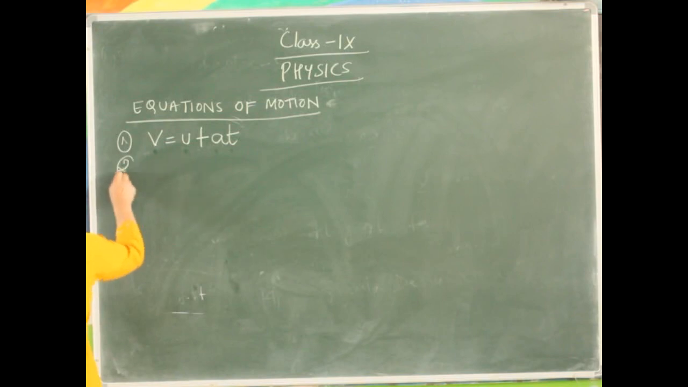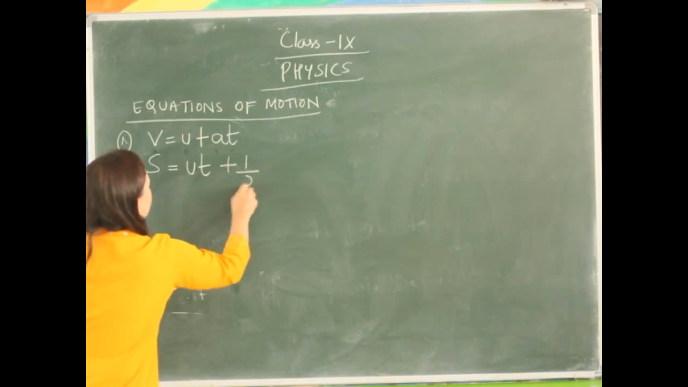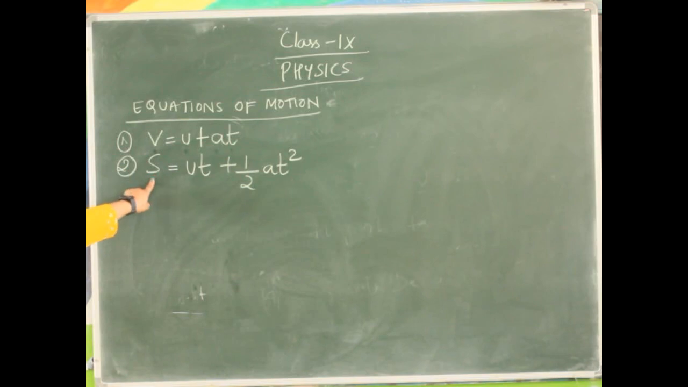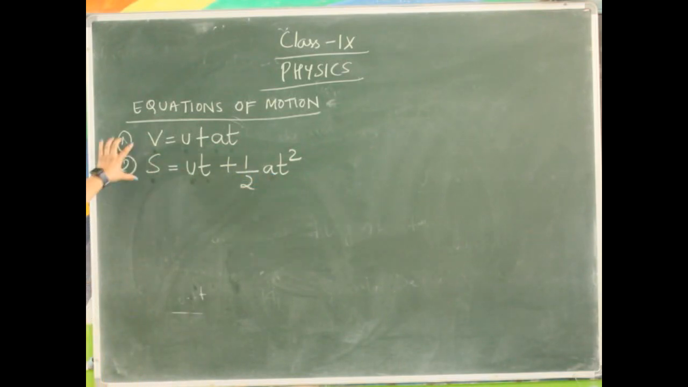The second equation of motion that we have was S is equal to ut plus half at squared. What does S stand for? S stands for distance or displacement. U stands for initial velocity, T time, A acceleration. Okay, this is your second equation of motion.